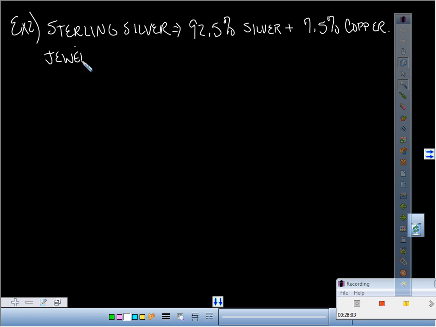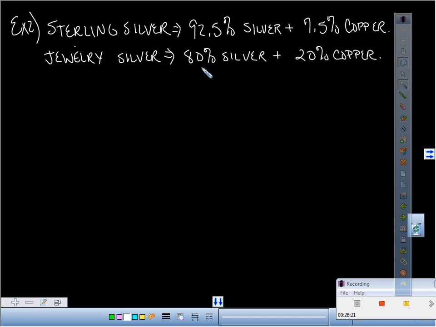Jewelry silver. Jewelry silver is composed of 80% silver and 20% copper. Okay?